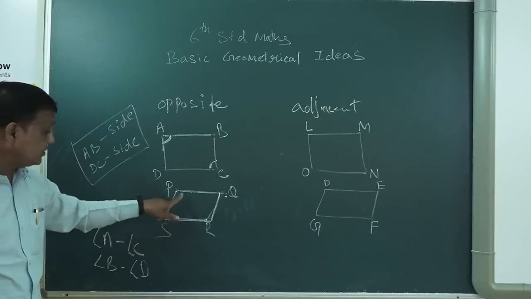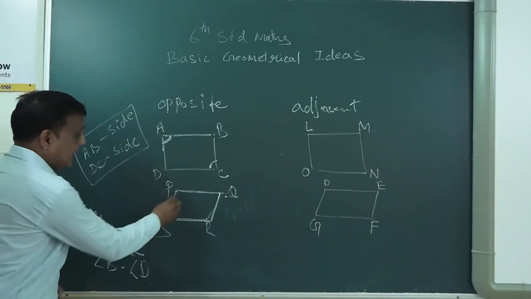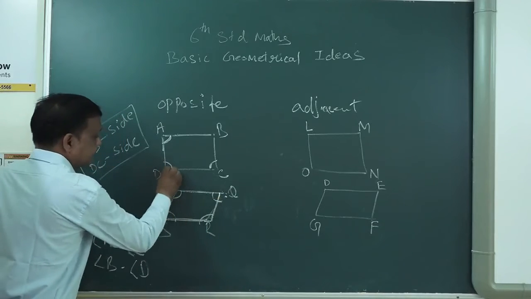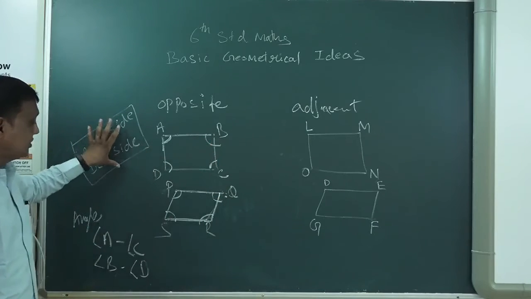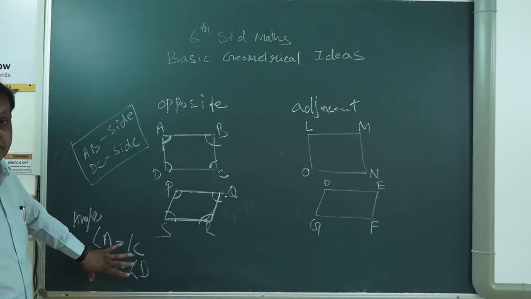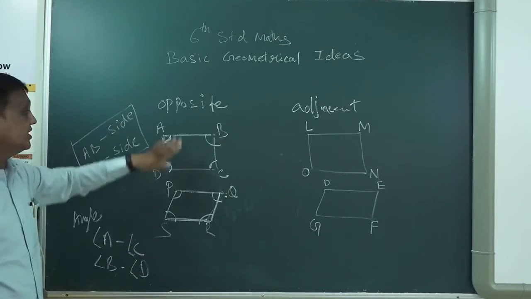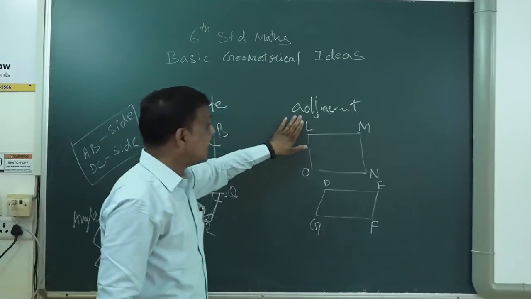Here which are the opposite? Angle P is opposite to angle R. Angle Q is opposite to angle S. So this is opposite sides and this is opposite angle. Opposite means आमने सामने. Please remember, in front of each other. That is called opposite.